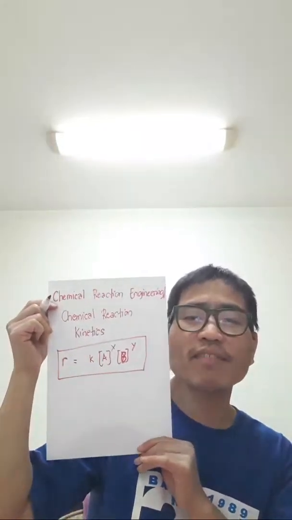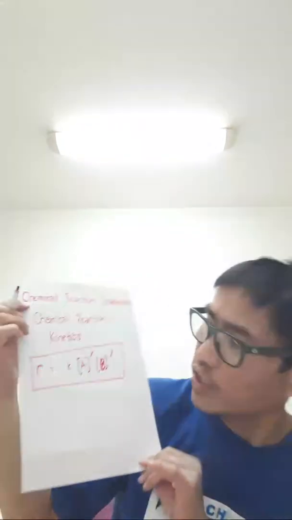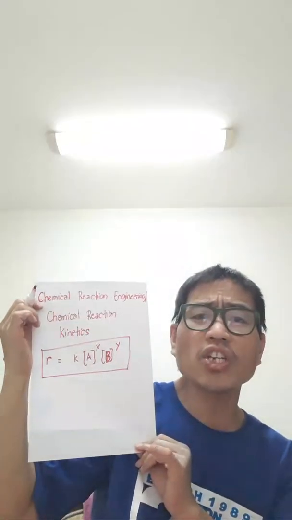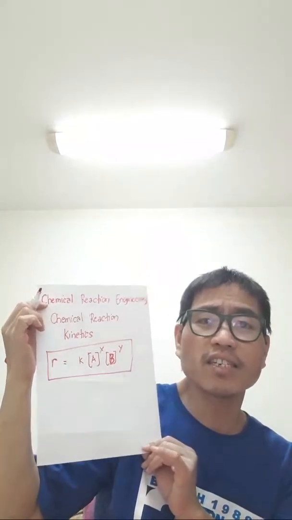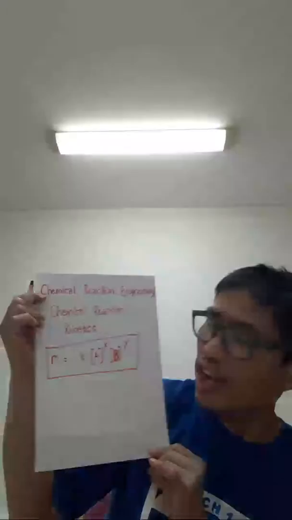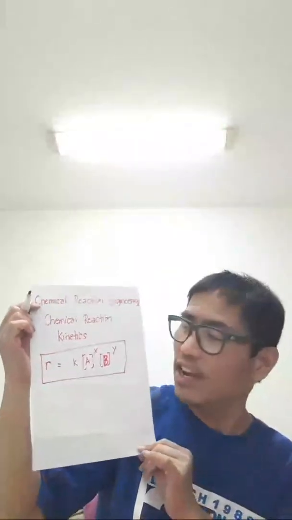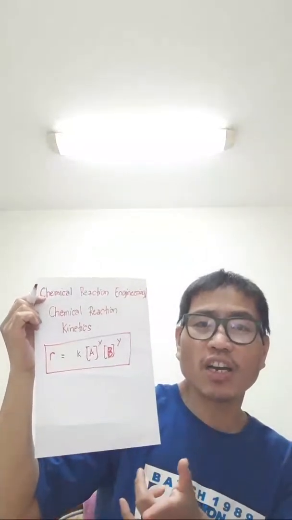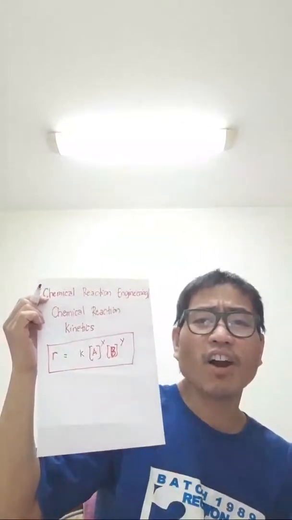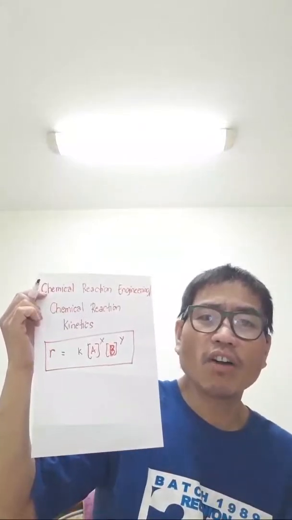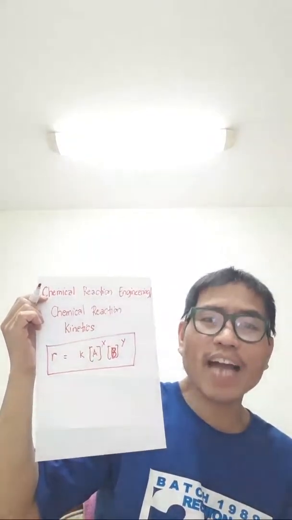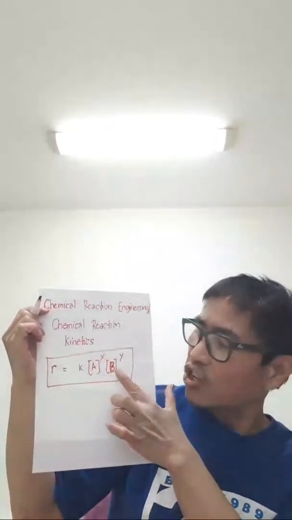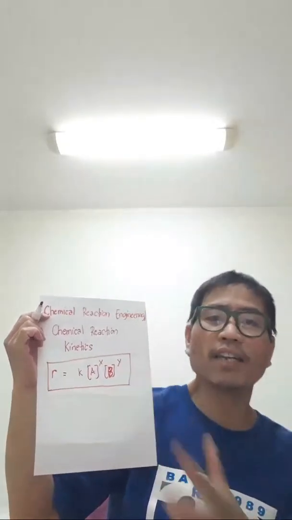Rate, represented as a small r, is equal to small k, which is the rate equation constant or rate constant, times the concentration of capital A and the concentration of capital B. Each exponent, x and y, is the order of reaction. The reaction order in concentration A is x, and the reaction order in concentration B is y.